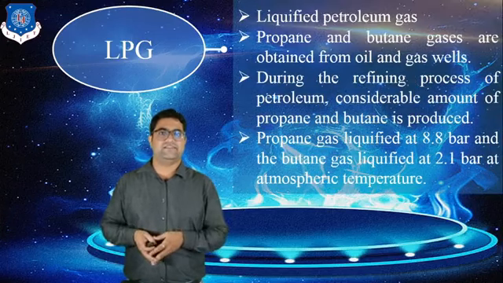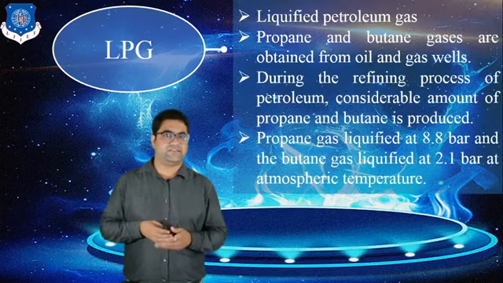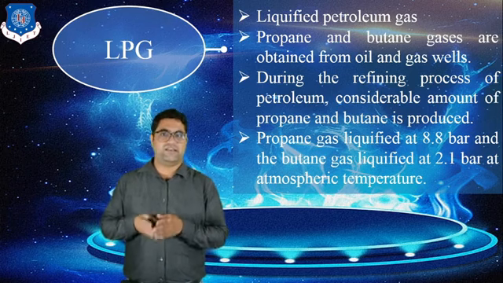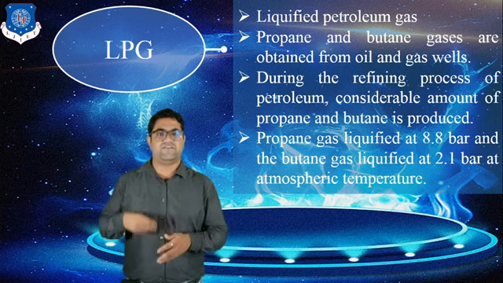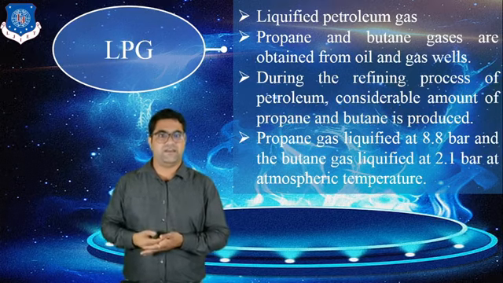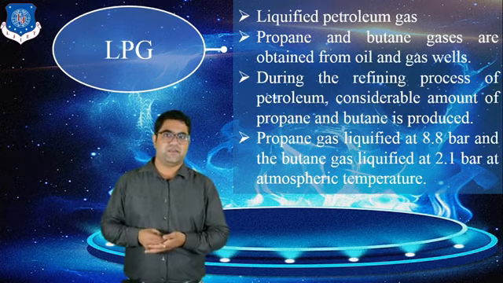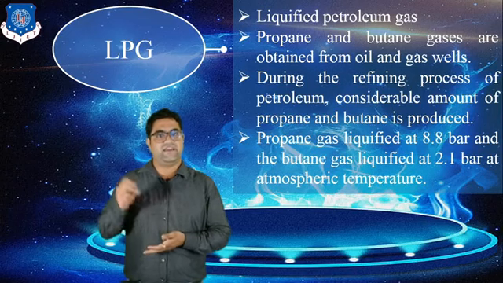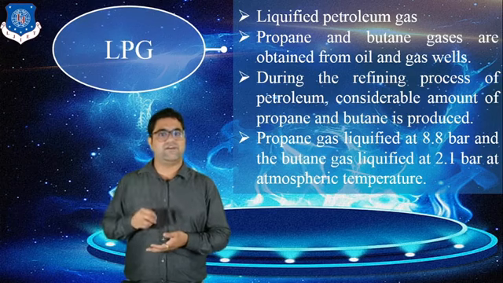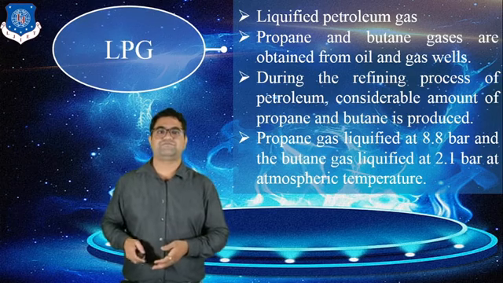Next we will discuss the LPG, that is, liquefied petroleum gas. Propane and butane gases are obtained from oil and gas wells. During the refining process of petroleum, a considerable amount of propane and butane is produced. Propane is liquefied at 8.8 bar and butane is liquefied at 2.1 bar pressure.